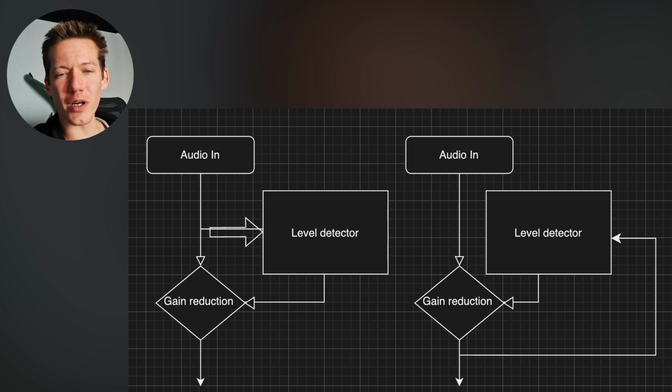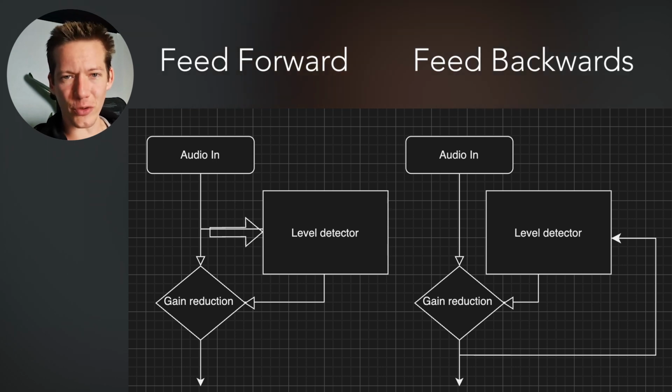Today we're going to talk about compression to create depth, program-dependent types of compressor, and feed-forward versus feed-backwards types of designs. Feed-forward and feed-backwards, or feedback, compressors. And what does this mean?